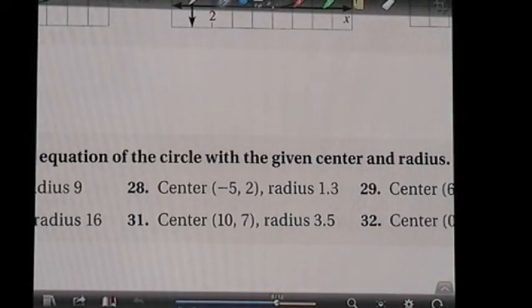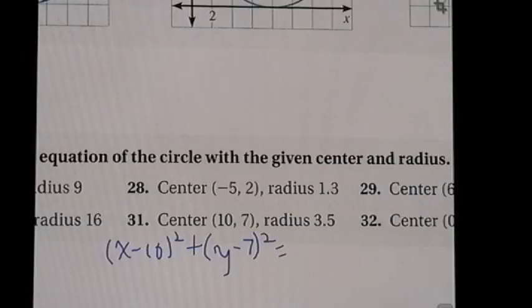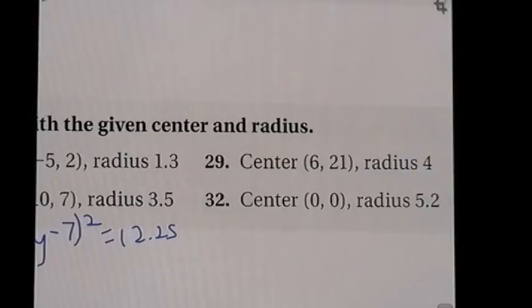Okay, these are positive, so it's going to be x minus 10 squared plus y minus 7 squared equals 3.5 squared, which is 12.25. Okay, and this one's going to be rather easy. X squared plus y squared equals 5.2 squared. 27.04.